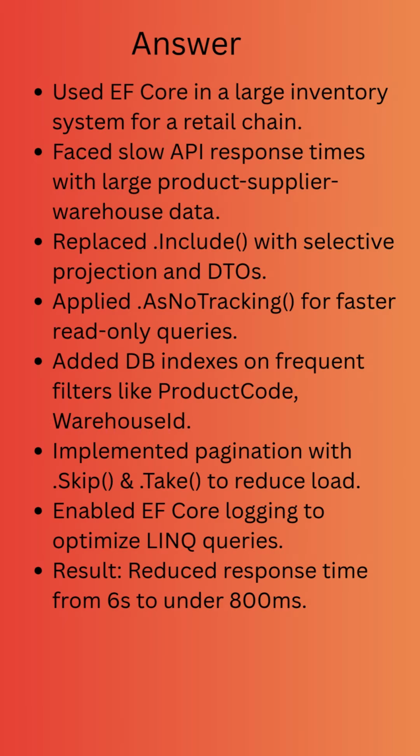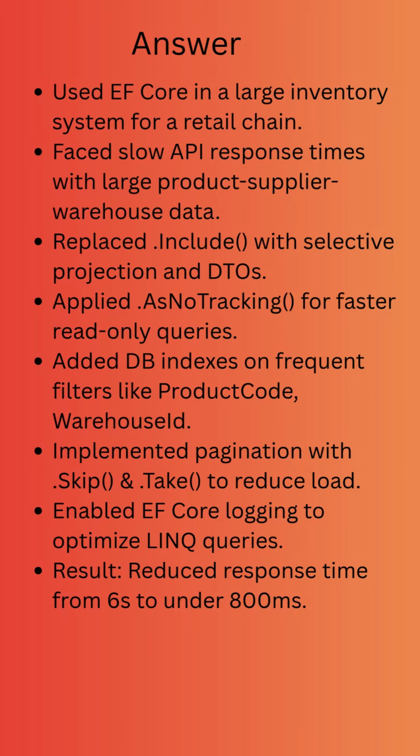Here's what I did to improve EF Core performance. First, we analyzed how we were loading data. We were using Include to fetch related data, but in many cases, it was bringing in too much unnecessary data. So we switched to explicit loading and selective projection, only fetching the fields we really needed.